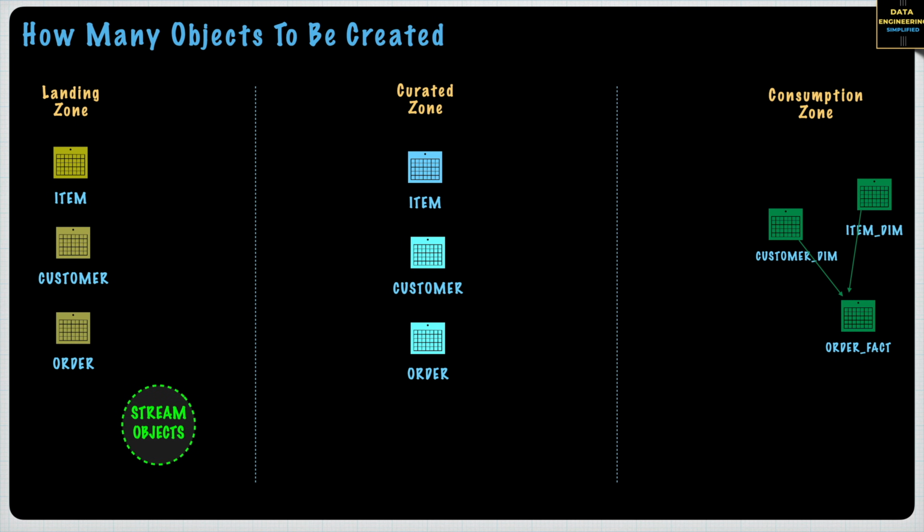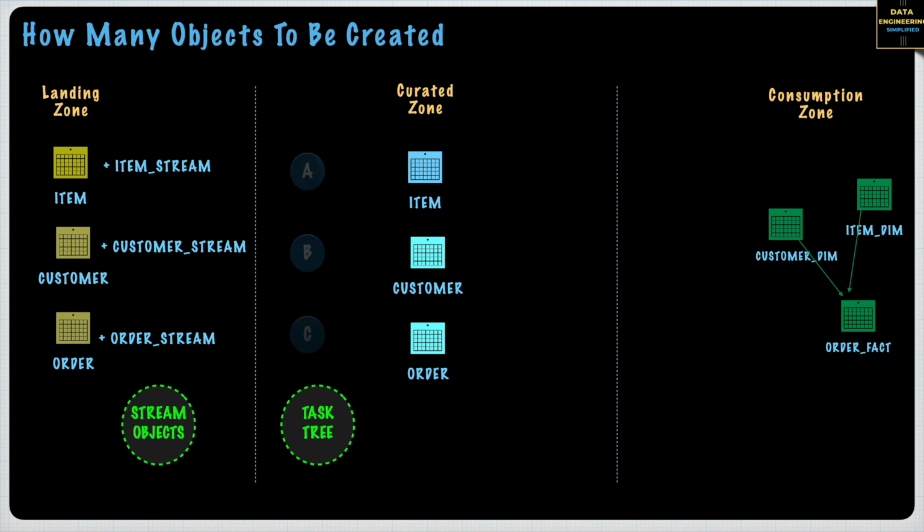Next, we will create 3 stream objects for each of these landing zone tables, called item stream, customer stream and order stream. They will track any changes to these tables. Once that is done, we will create 3 tasks, and we can possibly make a task tree or we can schedule them one after another. They will run on every first, second and third minute, or we can create a task tree, and they will consume CDC data from the stream object and populate the respective table under the curated zone.